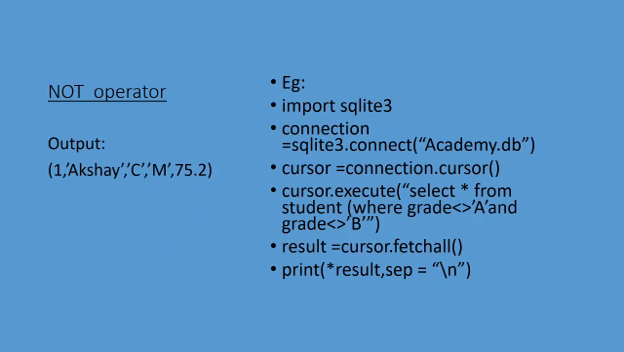Number 1 refers to the roll number, and the star we have given, so all of them will be displayed. That's all. This is called the not operator. The record alone will be displayed without the square.